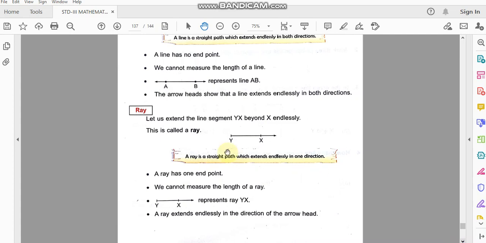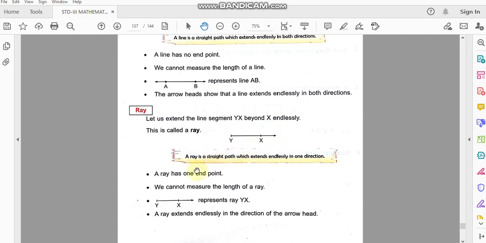So what is a ray? Let us extend the line segment YX. So this is a line segment YX and we have to extend beyond X endlessly. This side we are extending endlessly. We have used an arrow. This is called a ray. So a ray has one starting point and towards the other side it is moving endlessly in one direction.